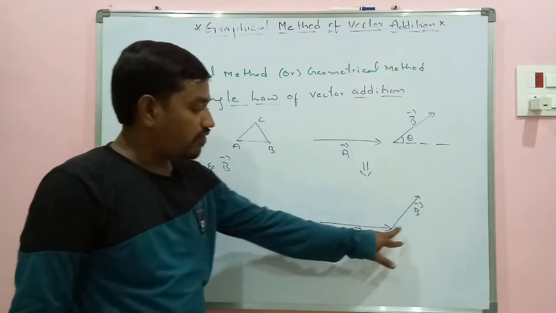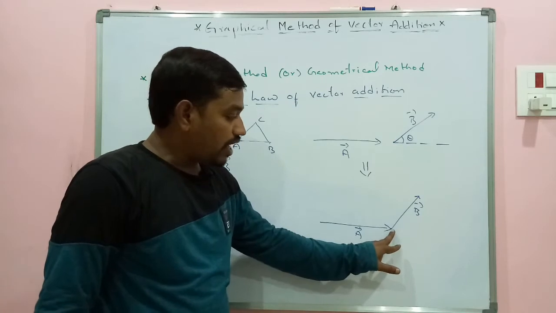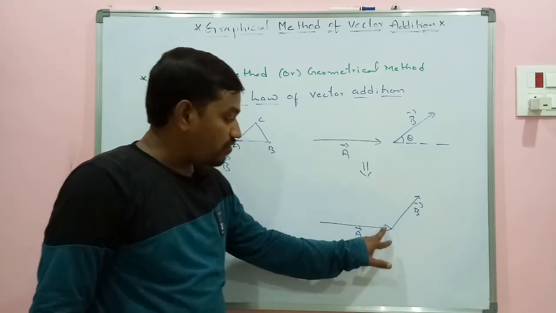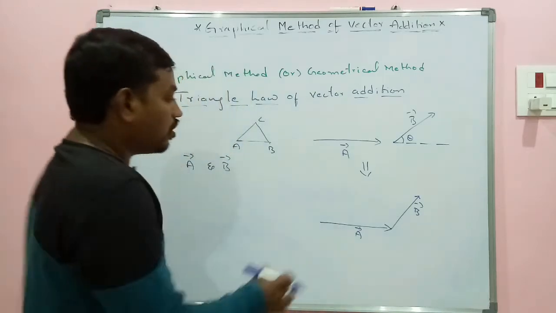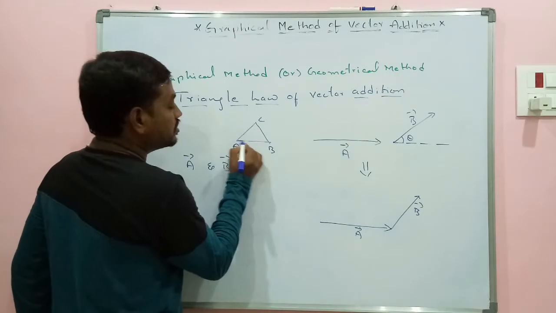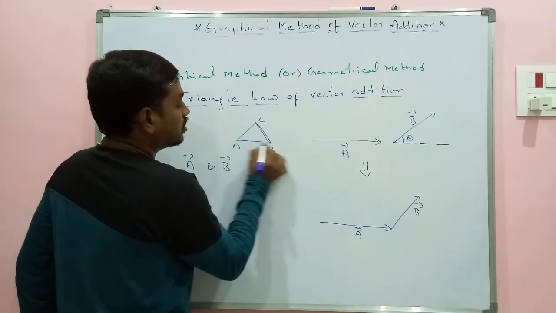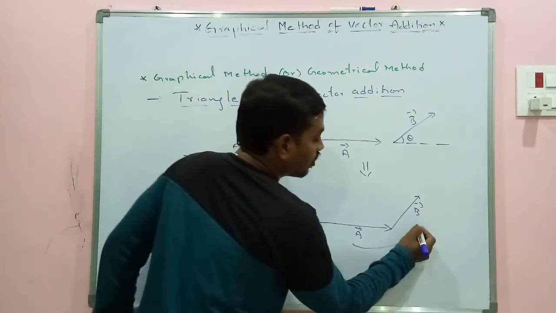So vector A and vector B are taken in order. When the tail of vector B is joined with the head of vector A, they are said to be in order. Now they are taken as adjacent sides of a triangle. Adjacent sides means side by side. They are taken in an order.